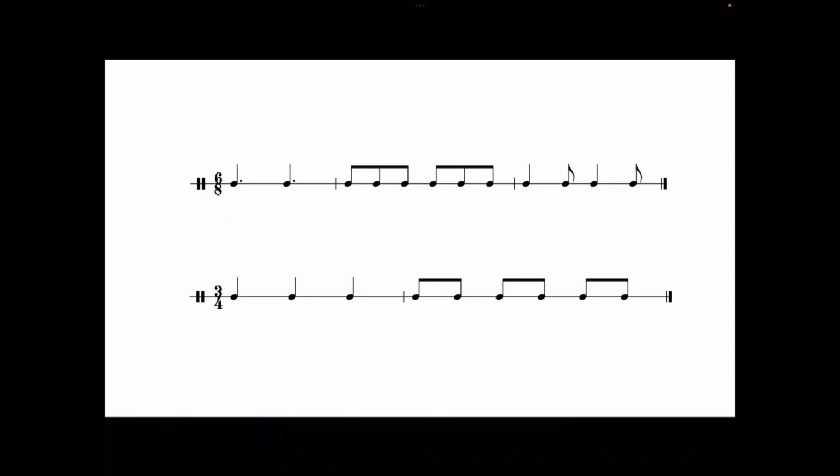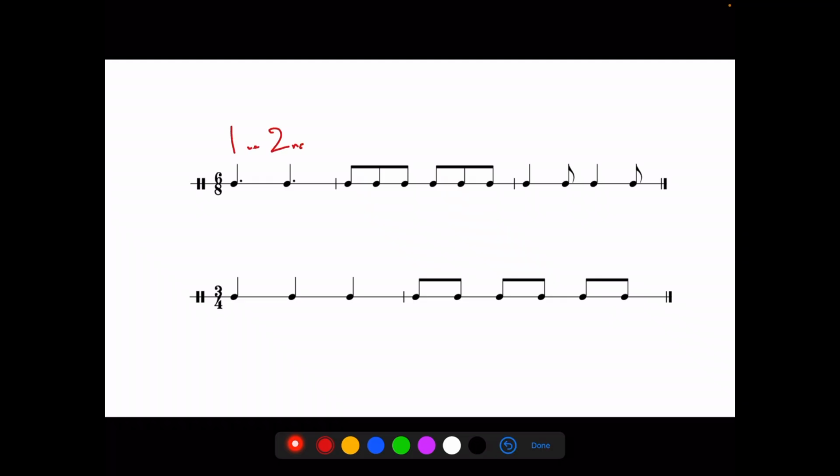And here's another example between 6/8 and 3/4. In this case, we're going to count 1 and 2 and 1 and 1 and 2 and 1 and 2 and, right? If I were to use the piano sound to represent what's written here, it will sound like this: 1 and 2 and 1 and 2 and 1 and 2 and. So it constantly has this big 1 and 2 beats.